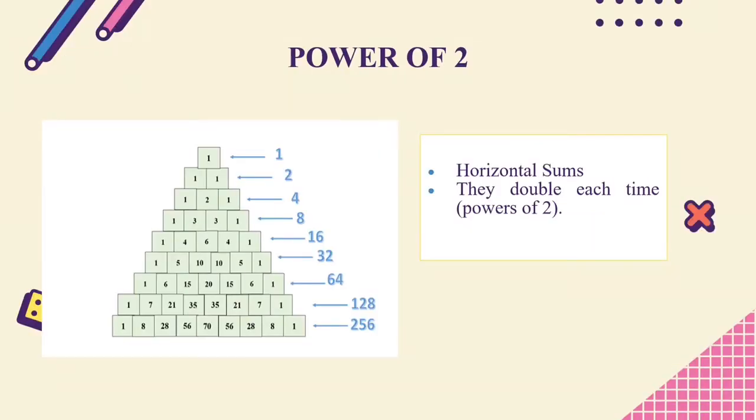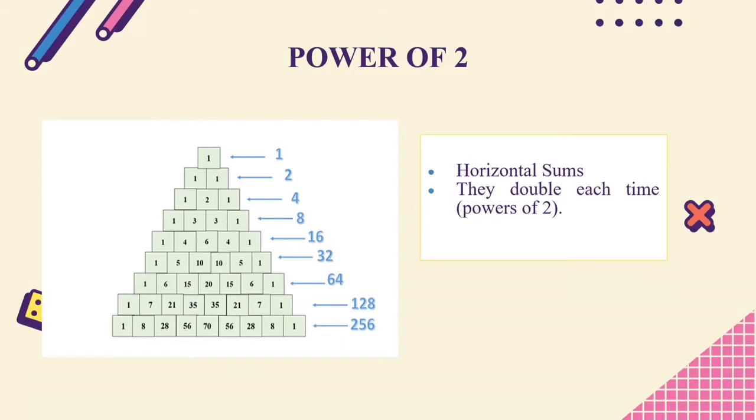The next strategy is powers of 2. If we add each of the horizontal rows in Pascal's triangle, the sum of the first row is obviously 1. Then the second is 1 plus 1 is equal to 2. Then 1 plus 2 plus 1 is equal to 4. 1 plus 3 plus 3 plus 1 is equal to 8. 1 plus 4 plus 6 plus 4 plus 1 is equal to 16. Then 1 plus 5 plus 10 plus 10 plus 5 plus 1 is equal to 32.